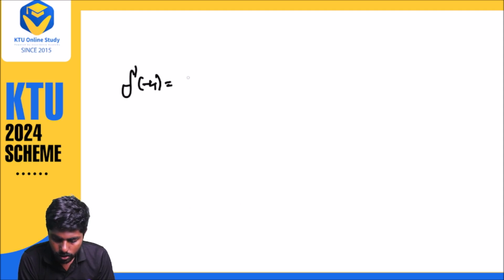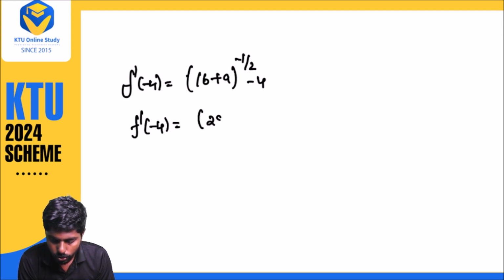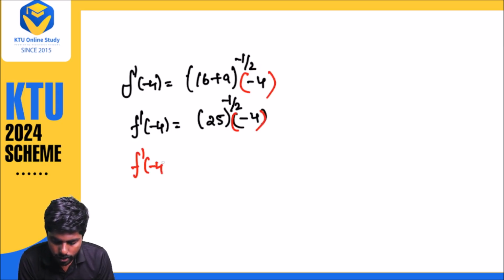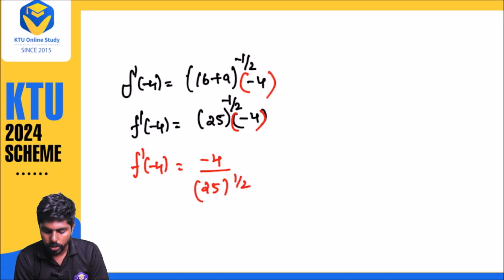So what will I be getting? f dash of minus 4 is equal to 16 plus 9 to the power minus 1 by 2 into minus 4. That is 25 to the power minus 1 by 2, into minus 4. So f dash of minus 4 is equal to minus 4 into 25 to the power minus 1 by 2.